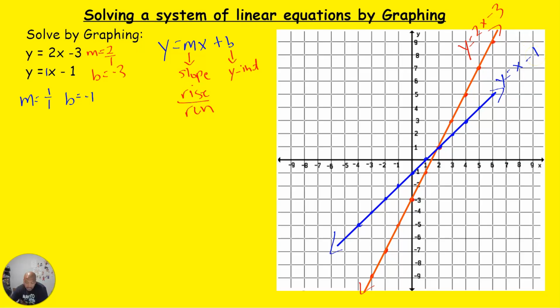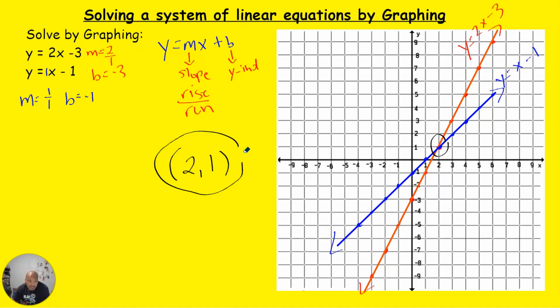Now, as you can see, they intersect, and the point where they intersect, right here, is going to be our answer. That answer is (2, 1). And remember, write it as an ordered pair. That's our solution. This point right here makes both equations true.